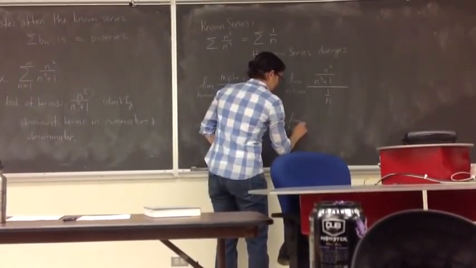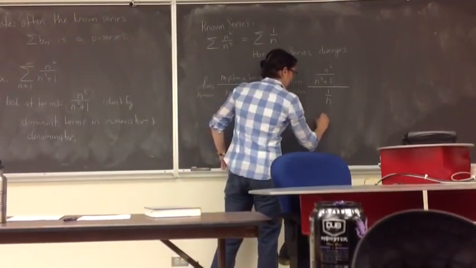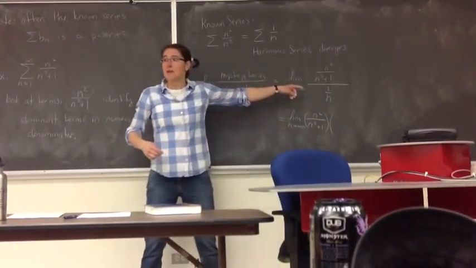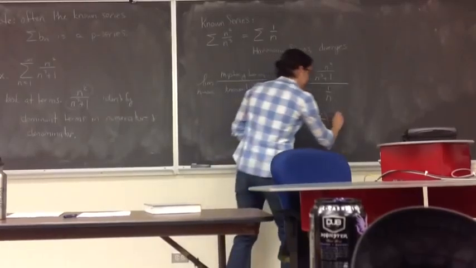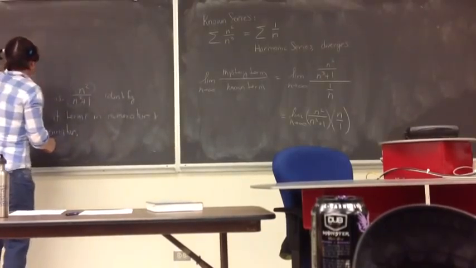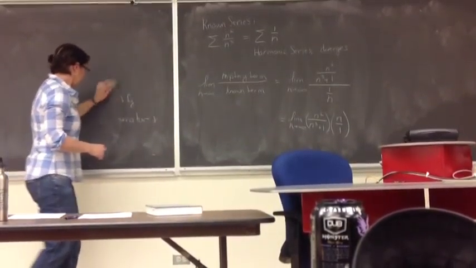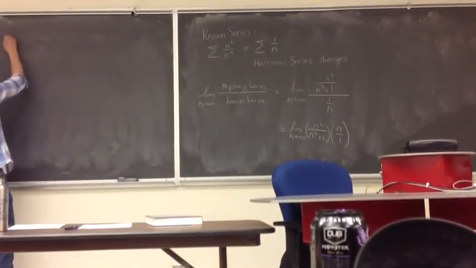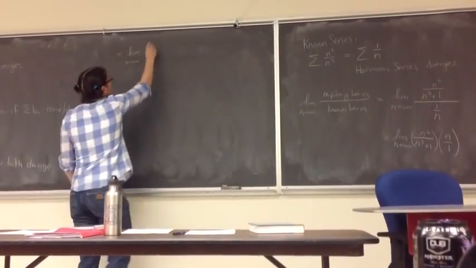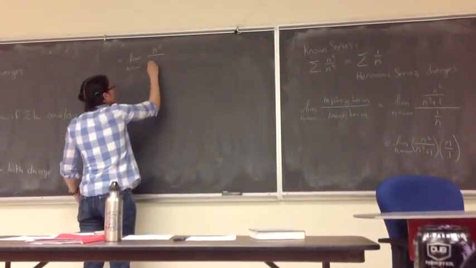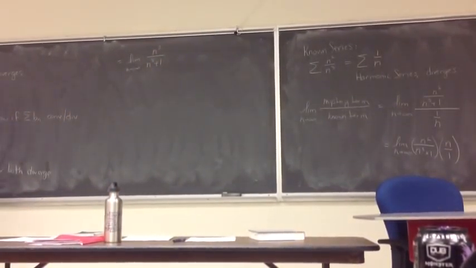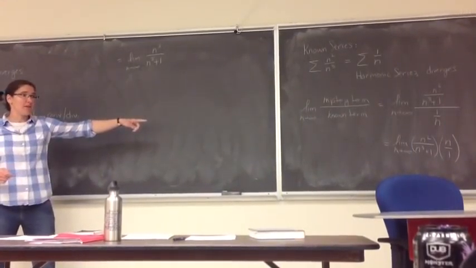So I've got the limit as n approaches infinity of n squared over n cubed plus 1 divided by 1 over n. I can multiply by the reciprocal. And so we've got the limit as n approaches infinity of n cubed over n cubed plus 1. Okay, are there any questions about what I've done so far?